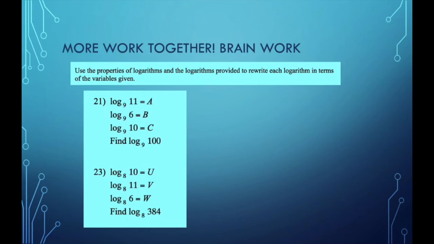We're going to do these in terms of a variable. Notice we don't have log 11 as a number now. They're A's, B's, and C's. So we've got to get this 10 to be something with an 11, a 6, or a 10. Does anybody have any ideas? The 10. I heard the 10. So we're going to make that log base 9 of 10 squared. 10 times 10, 10 squared. Okay, I agree with that.